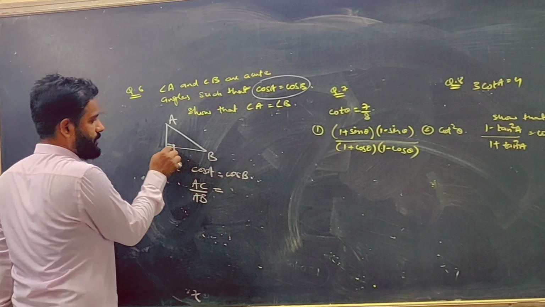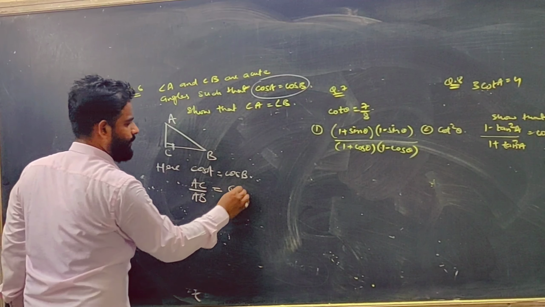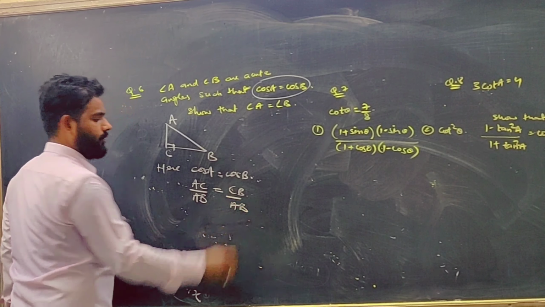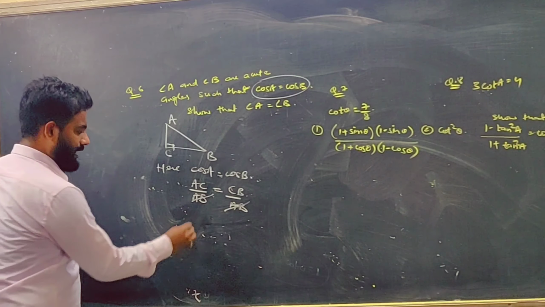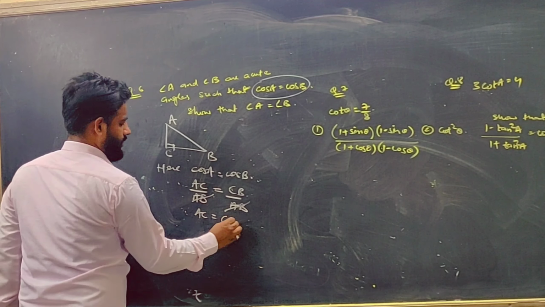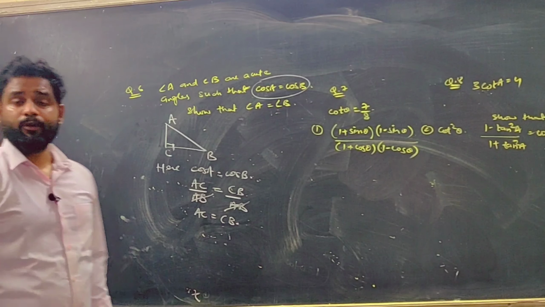And cos B is equal to adjacent upon hypotenuse again, CB upon AB. Right? So from both the sides AB will cancel. What you will get? AC equal to CB. Now the concept of line standard.